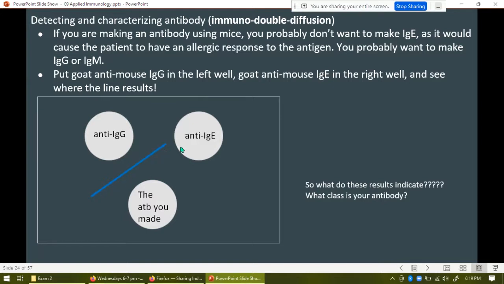Okay, so this allows you to positively identify the class of antibody you have made, and it's relatively easy, simple, and cheap. And it doesn't take a super long time. You don't have to do any kind of protein sequencing, nothing like that. You can simply run this reaction and have good faith that it worked.